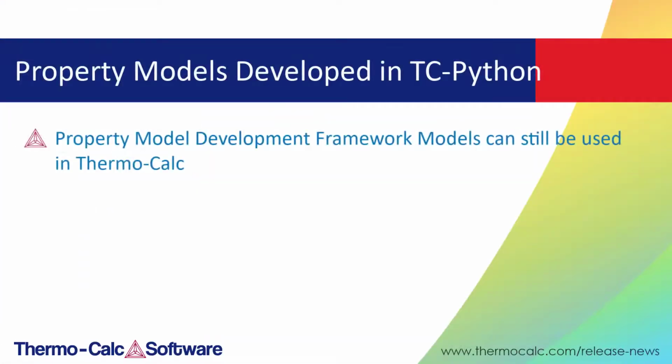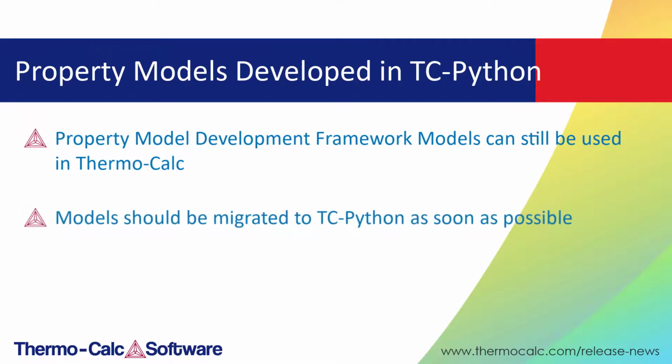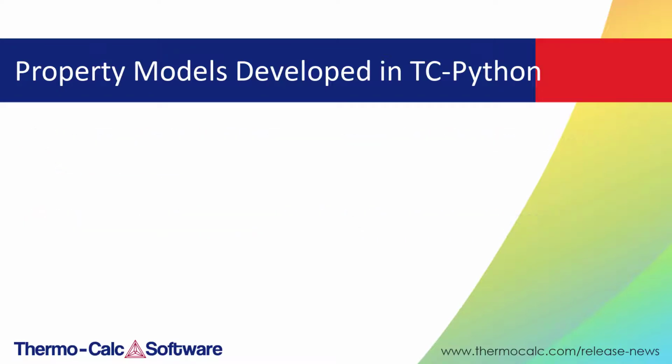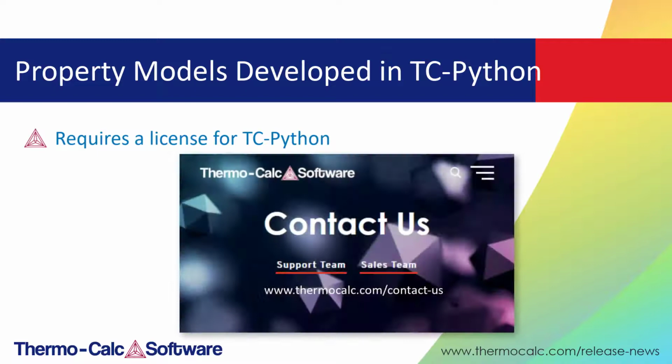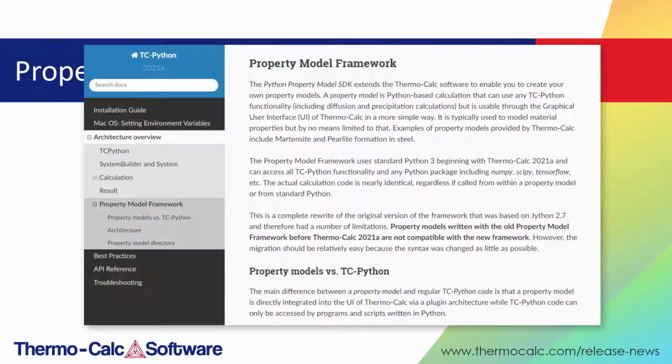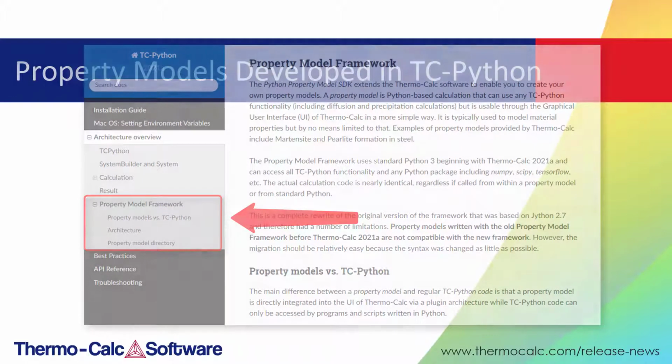Users who previously used the Property Model Development Framework to develop property models can still use their models in ThermoCalc, but they are encouraged to migrate them to TC/Python as soon as possible. This new feature requires a license for TC/Python. Contact your local ThermoCalc software representative if you are interested in learning more about this powerful new feature, or read about it in the TC/Python help under the Property Model Framework section.